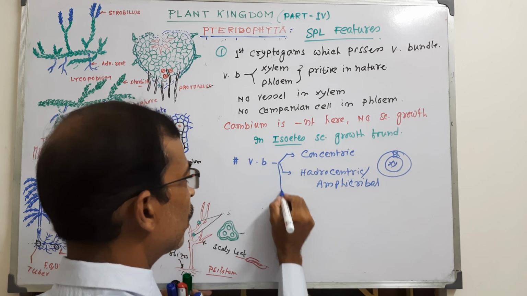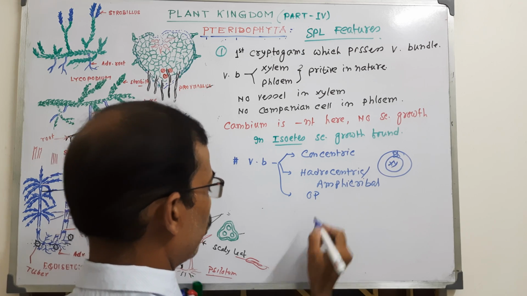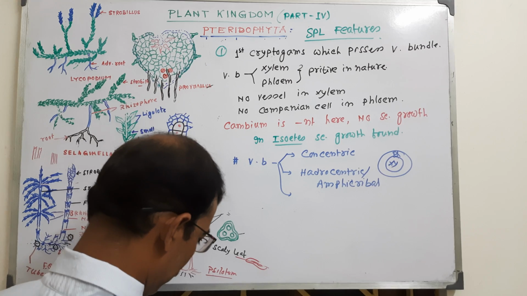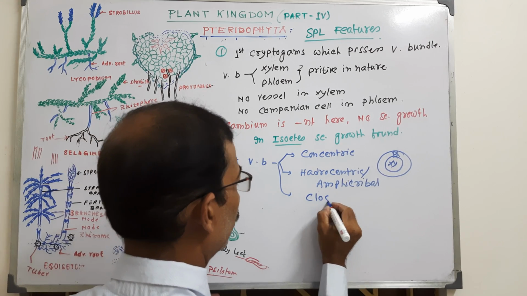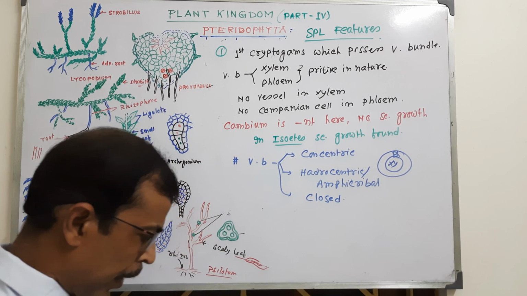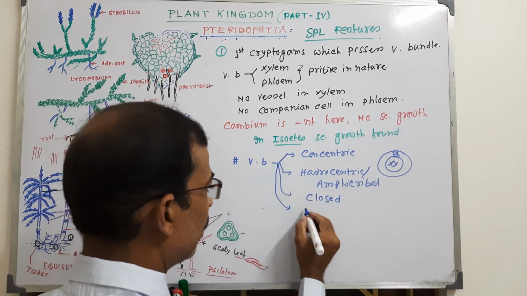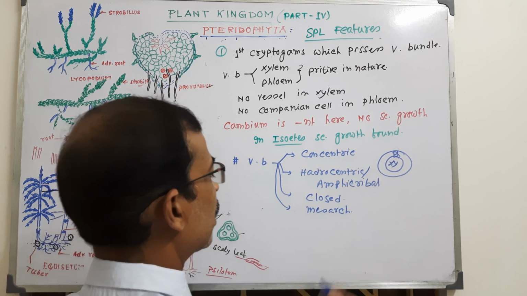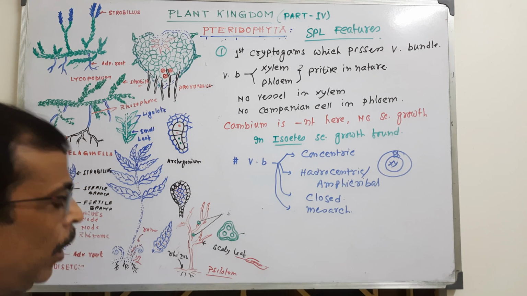Okay, and closed type, that is closed type due to lack of cambium. And xylem is mesarch type, that is protoxylem more or less surrounded by metaxylem.